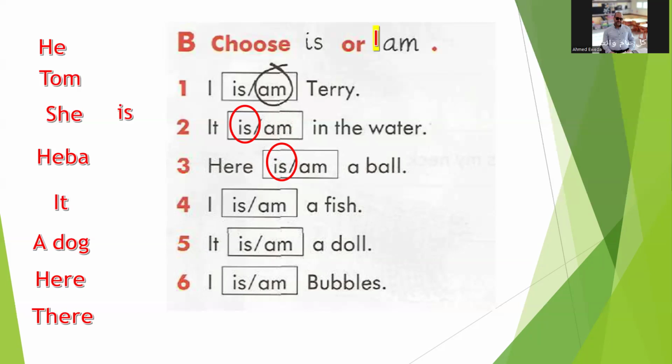Number 4, I goes with, correct, am. I am a fish. Number 5, it. It is a doll. Good job, everyone. The last one, could you help me? I am, yes, I am Bubbles. So this exercise is wonderful for beginners to use am correctly and is correctly.